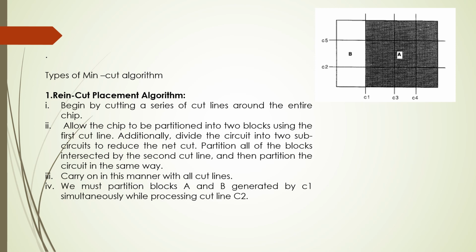Now the partition can be continued until the blocks A and B are generated, and further blocks like: first divide this into C1, then you have this C2 bisecting lines followed by C4.